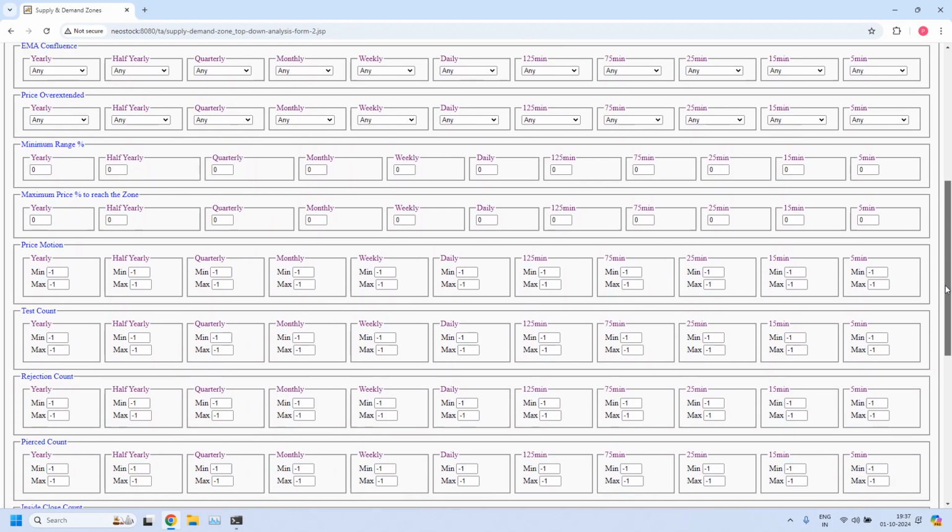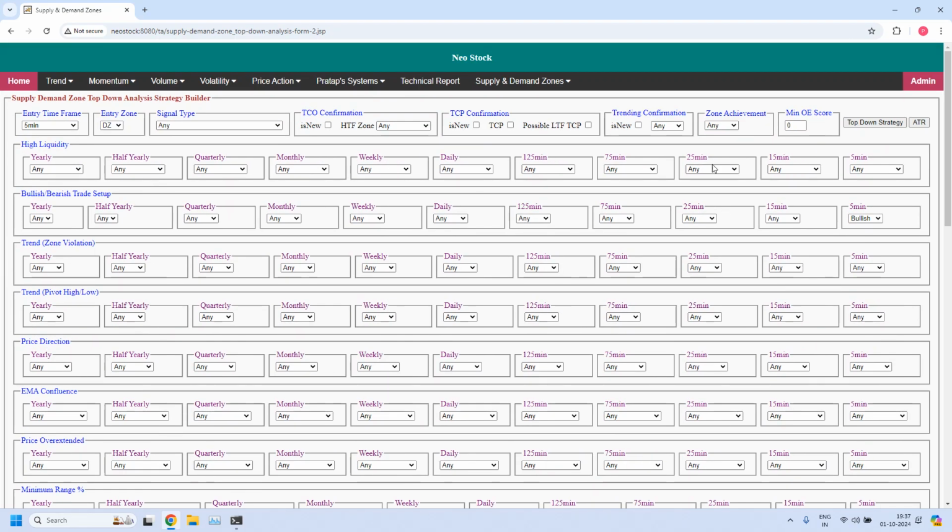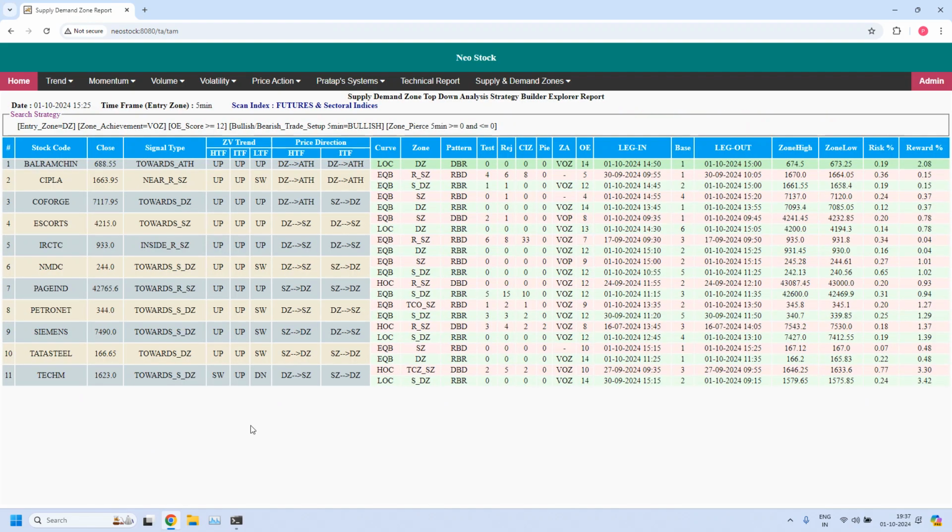So in the pierced count at 5 minutes time frame I am setting minimum value 0, maximum value 0, zone achievement violated opposing zone, minimum odd enhancer score is 12. All the 3 filters are applied to 5 minutes demand zone. Let's verify. We got 11 stocks. All these 11 stocks are currently supporting bullish trade setup for hourly income trade, that is entry time frame 5 minutes. Now let's verify ITF confluence among these zones. How many of these 5 minute zones are part of the 15 minute zone.